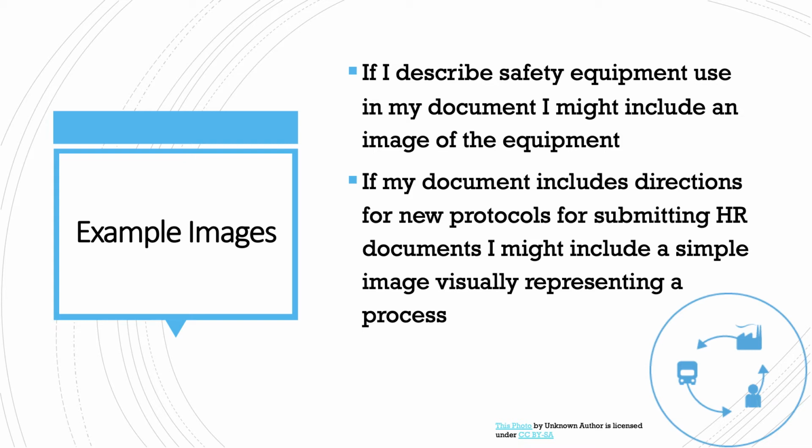So for example, if I'm describing safety equipment use in my document, I might include an image of that equipment. For example, a fire extinguisher. If my document includes directions for new protocols for submitting HR documents, I might include a simple image visually representing the process, similar to what I have put on my slide here. It has 3 objects equally placed within a circle and arrows indicating a direction, a circular process where one connects to the next.